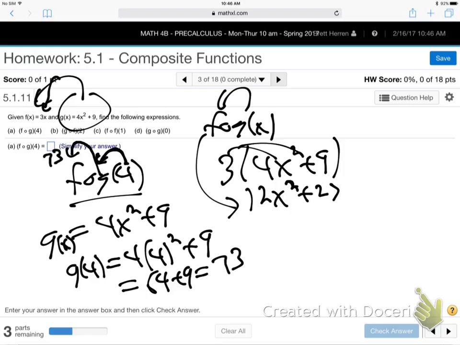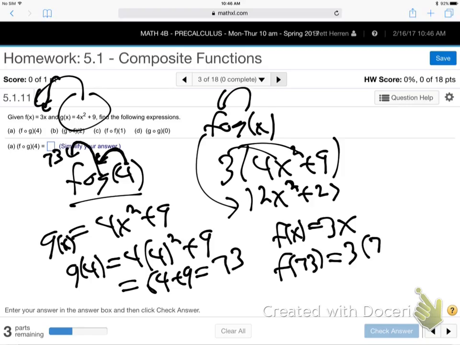Now it's going into f. The 73 is going into f. So what's f of x? Well, it's 3 times x plus 9. So plug a 73 into f. 3 times 73, 210 and 9, 219? 219. There it is. Does that make sense how we did numbers instead of just letters?